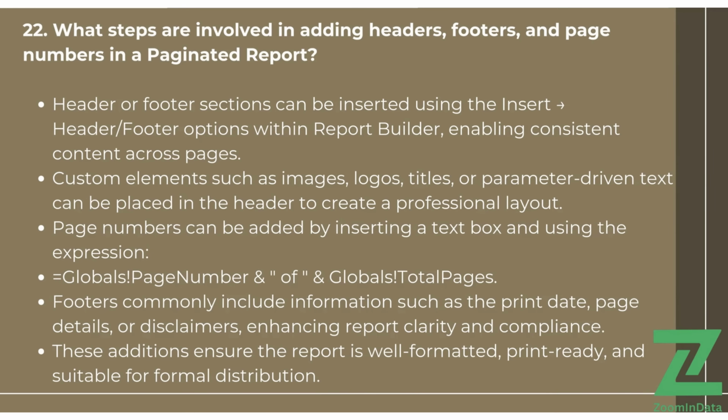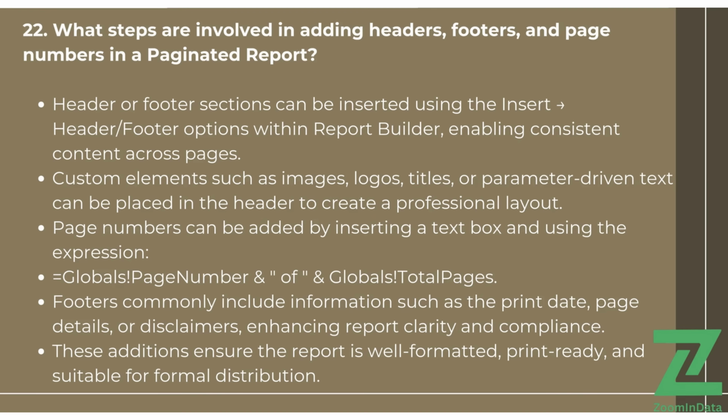22nd question. What steps are involved in adding headers, footers, and page numbers in a paginated report? Step 1. Insert a header or a footer by using the Insert menu and selecting Header or Footer inside Report Builder. This adds a section that will appear on every page of the report. Step 2. Add custom elements such as images, logos, report titles, or text that depends on parameters. These elements make the report look professional and organized.